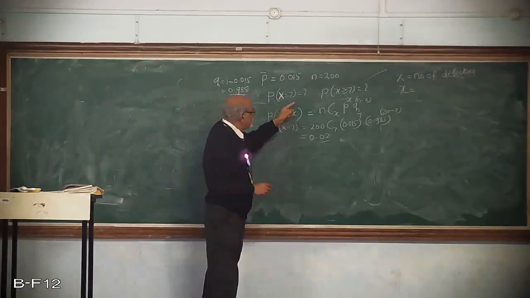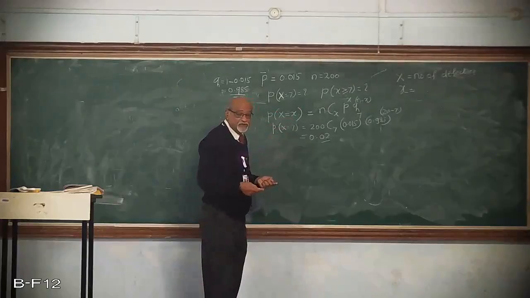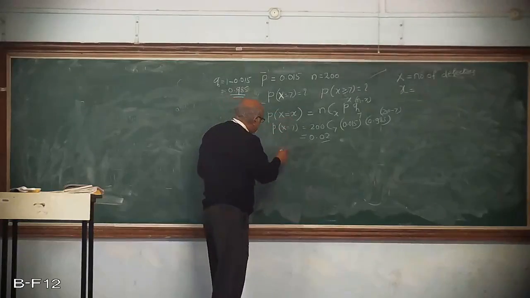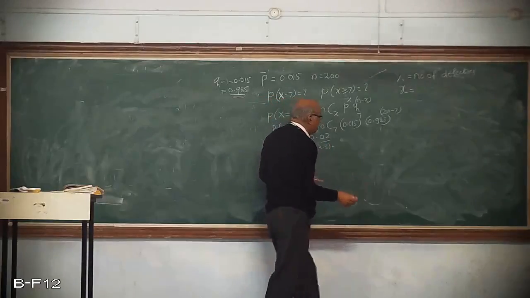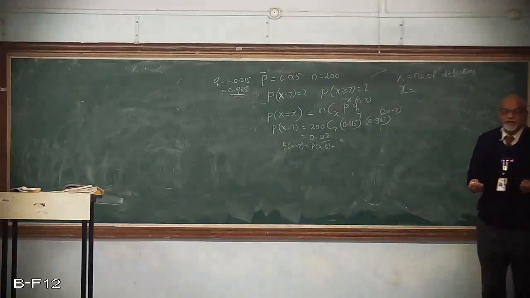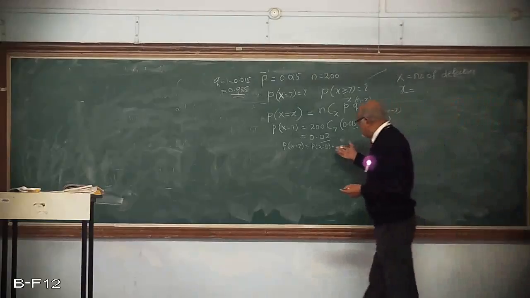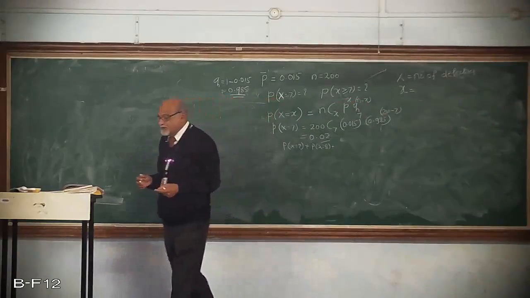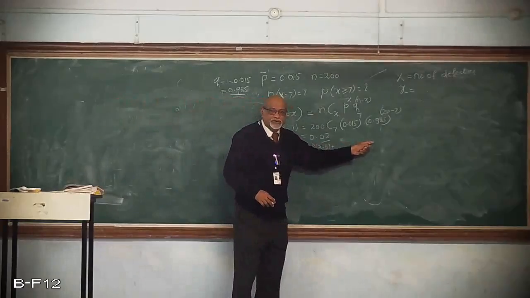Now, how do we find the probability that X will be greater than or equal to 7? That means I need to find X equal to 7 plus X equal to 8 plus, and we'll go on extending up to the maximum, where we get exhausted at 200. All the items will be inspected if they contain that many defectives. If we look at this, it behaves like this.